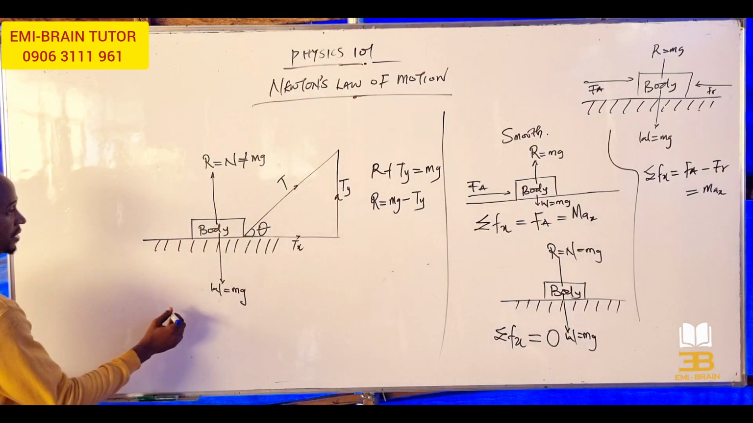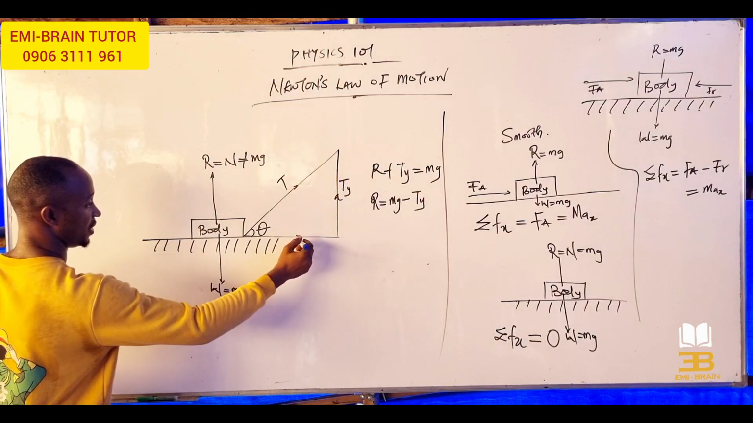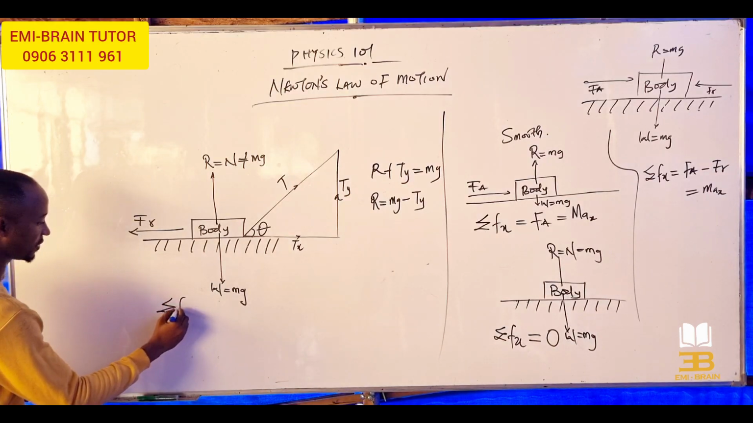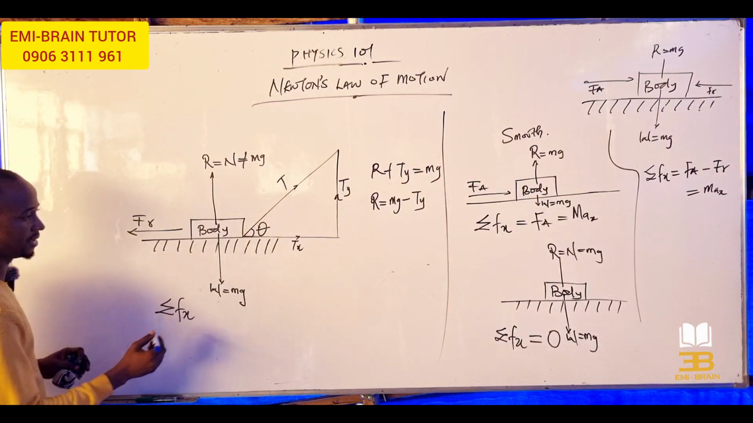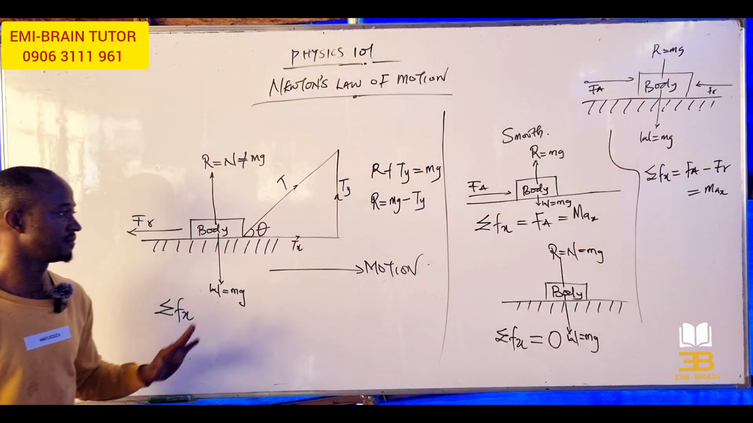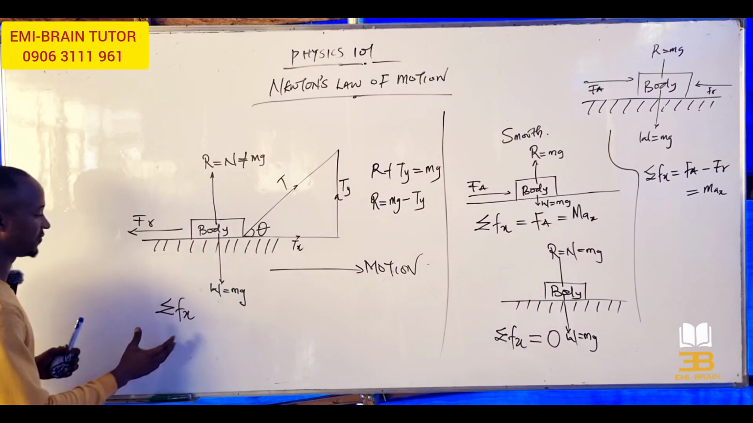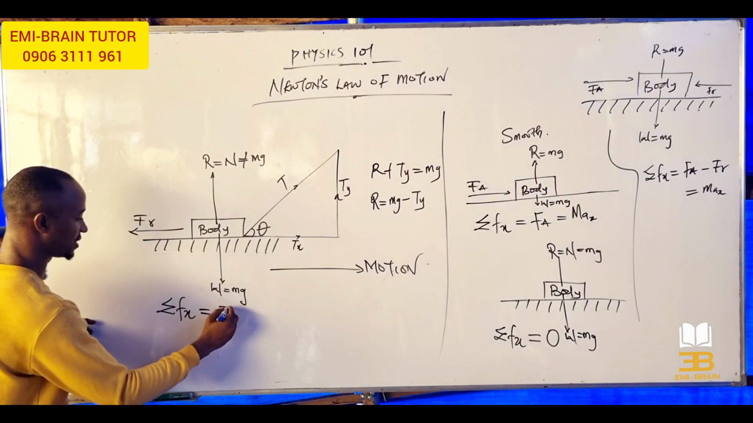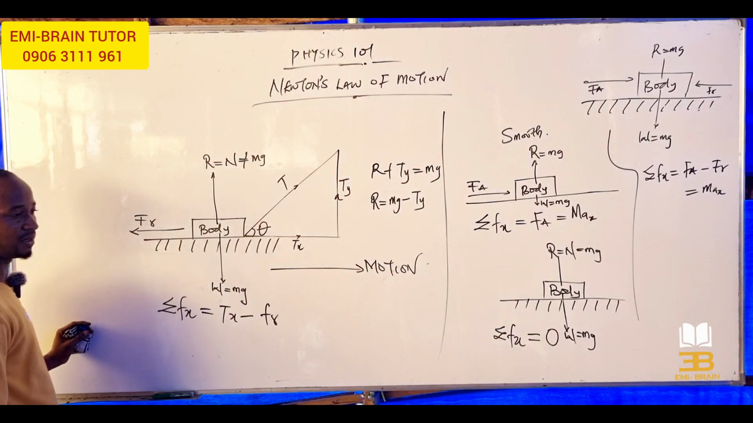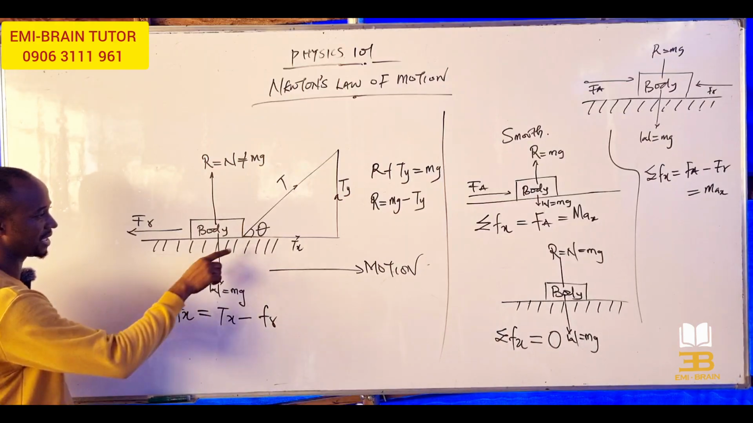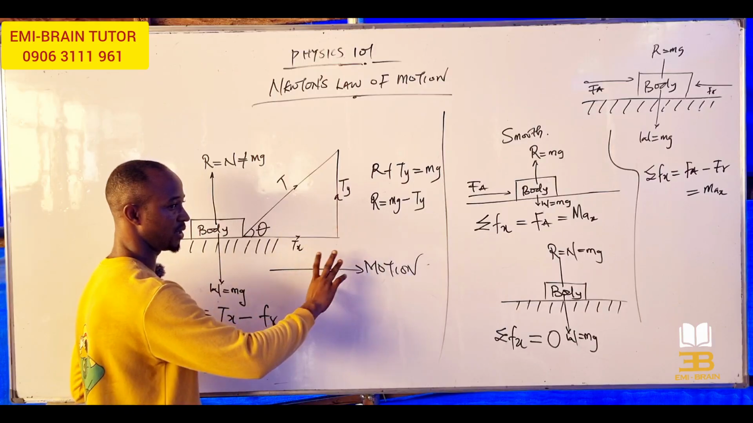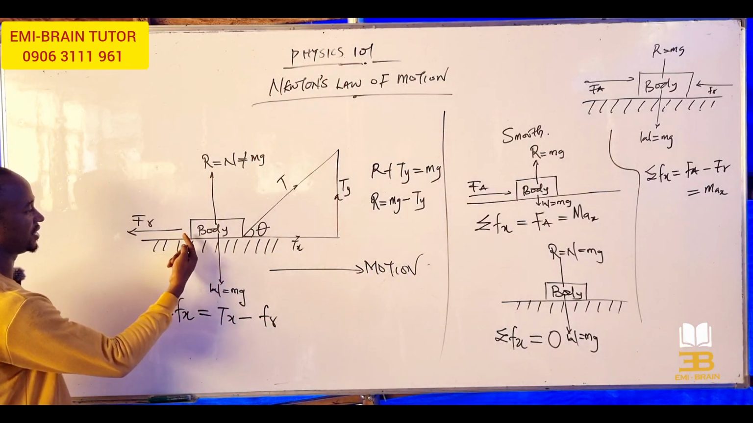So for this, since I have a rough surface, that means my frictional force must be acting in this direction. So the sum of all the forces along the x-axis is, if this is my direction of motion, that means the body is accelerating towards this direction. So the sum of all forces will be equal to Tx minus Fr. Alright? Why do we say Tx? Because Tx is acting in the direction of motion, towards where the body is accelerating, right? While Fr is acting against it.